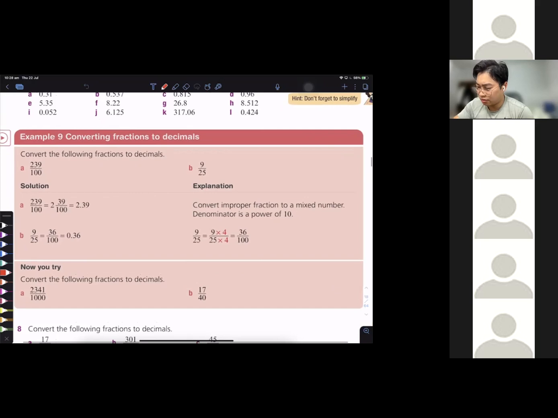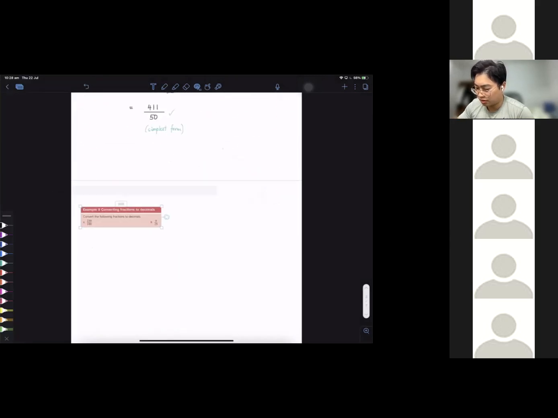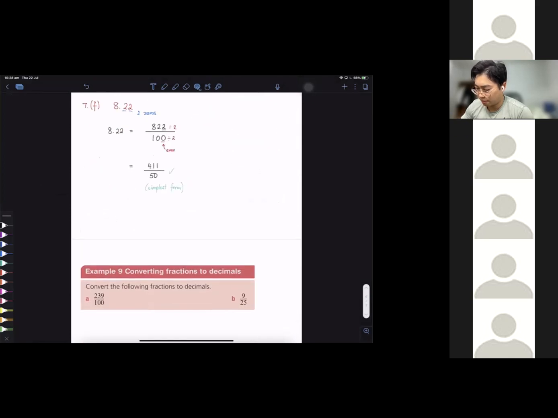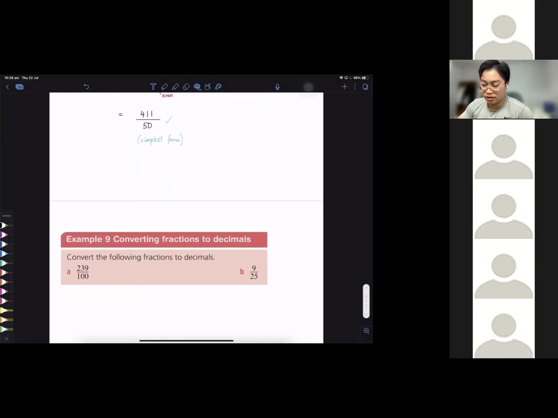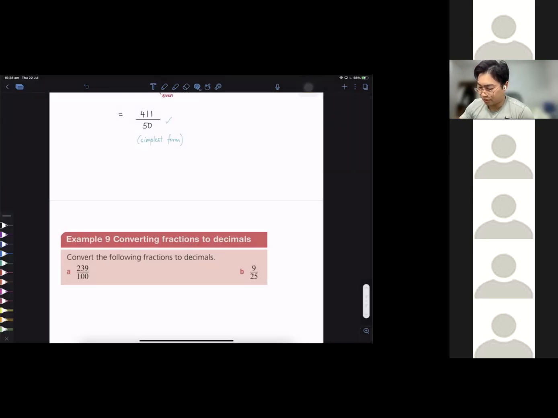Now, the next skill that we need to do, if we know how to convert decimals to fractions now, guess what? We also need to know how to do the opposite. So we're starting with a fraction now, and we actually want to figure out how to find the decimal, okay? Now let's have a look here.